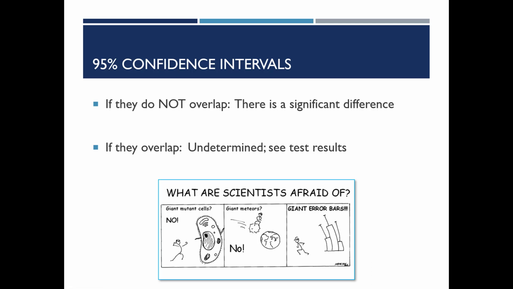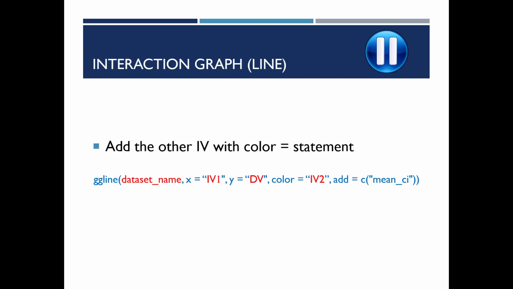Now you may be wondering, how do I do the interaction graph then? Well, great question. Let's take a look at the ggline code for the interaction graph. You can technically have RStudio graph both types of mean differences in one graph. A way to do that is to use similar code, but this time you will add in another independent variable with a color equals statement, and then the rest remain about the same as what you've seen before.